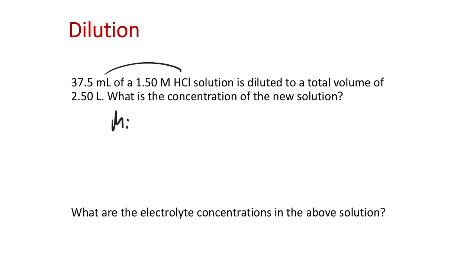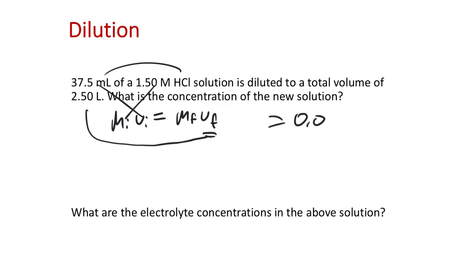Our second approach might be MiVi equals MfVf, and just plugging in our Mi, our Vi, and then our Vf, a total volume of 250 mL. And so we either have to convert liters to milliliters or milliliters to liters. So let's do 0.0375 liters times 1.50 mole per liter, and have this equal Mf times 0.250 liters. I just needed the two volume units to be in the same unit as each other.